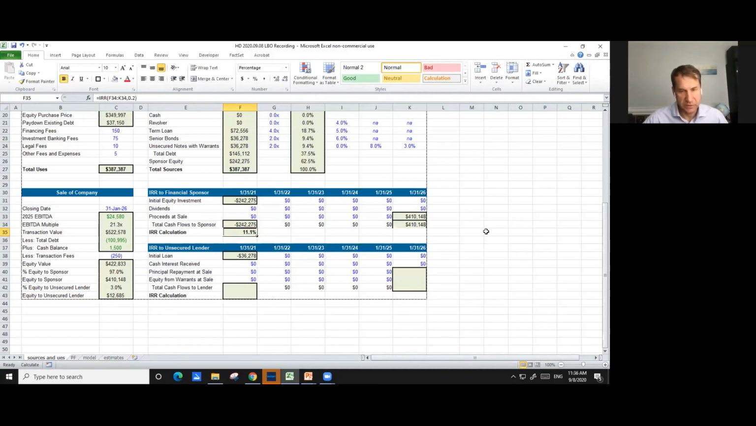Fairly low, but that's really a function of the high purchase price and the relatively low leverage that they could put in.